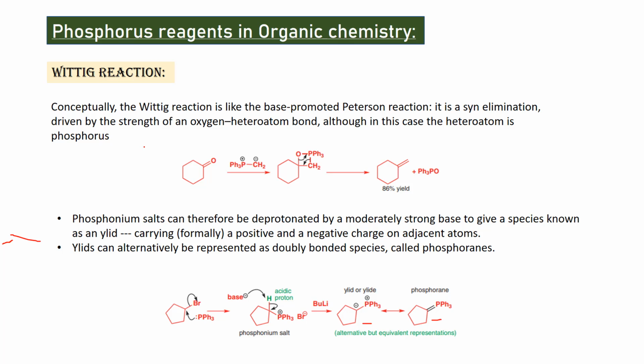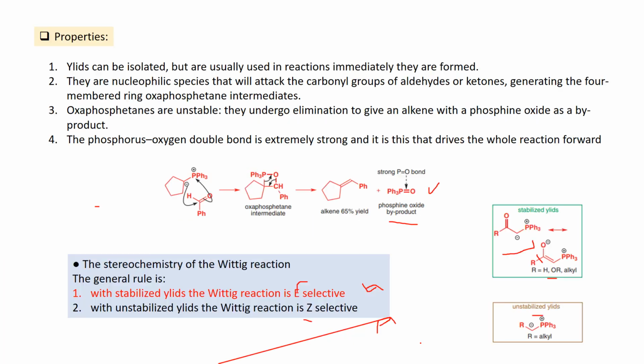Although in this case the heteroatom is phosphorus, the phosphonium salt can therefore be deprotonated by a moderately strong base to give this species known as ylide, carrying a positive and negative charge at adjacent atoms. Then the ylide can alternatively be represented by a double bond species that is called phosphorane. Now if you add PPh3 into this alkyl bromide, it will form this type of phosphonium salt, and if you add a base, this proton can be taken up from here and it will form this phosphonium ylide.